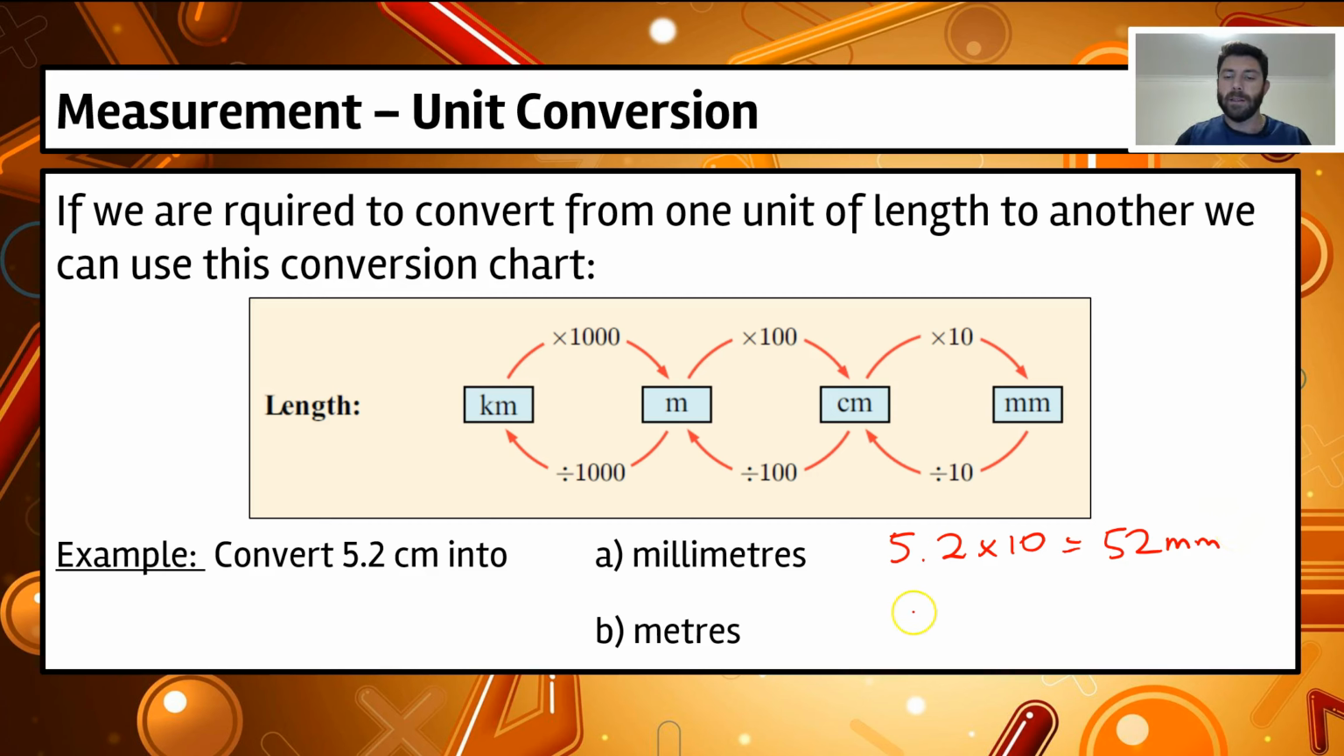If we want to convert it to meters, we've got 5.2 and we divide that by 100, because we're going back this way. We go back 1, 2 places with the decimal point, and we end up with 0.052 meters. So that's a simple way of converting using that little chart, which is really handy.